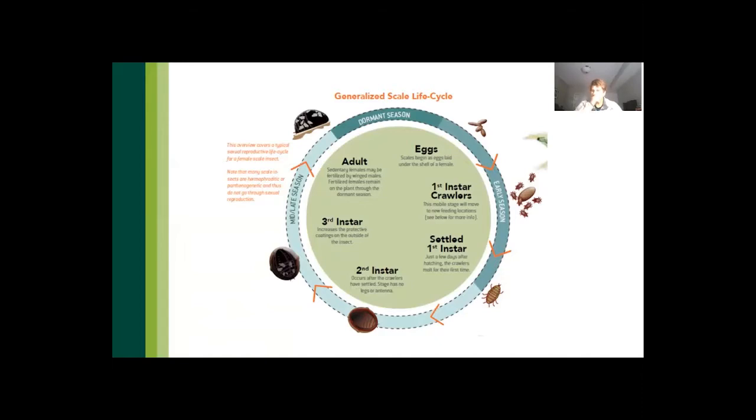And then as they move to adults, the sedentary females may be fertilized by the winged males. The males are able to move around whereas the females can't. And the fertilized females remain on the plant through the dormant season. And that's where some of your dormant oils become important because they can reduce that subsequent generation because the females are suffocated by that dormant oil. Now this is a generalized life cycle. It's not the same for everyone. And certainly if you're looking at armored scale, they may do this a few times per growing season.